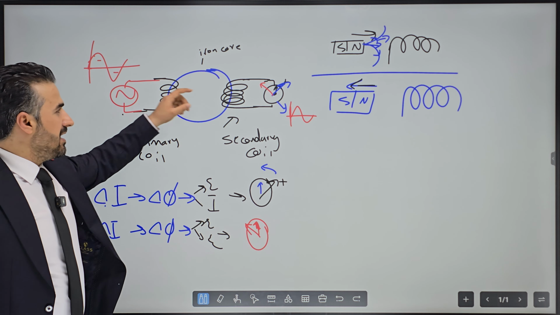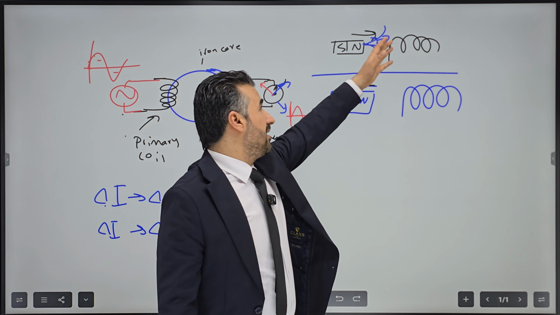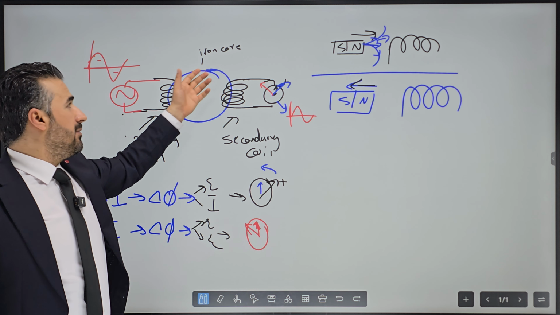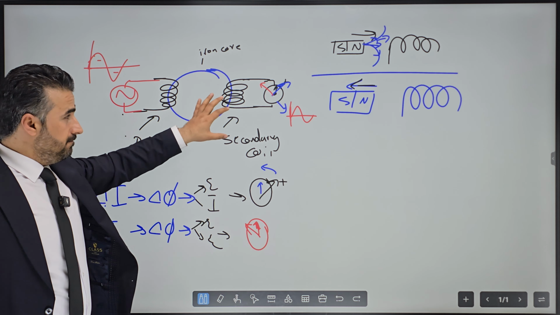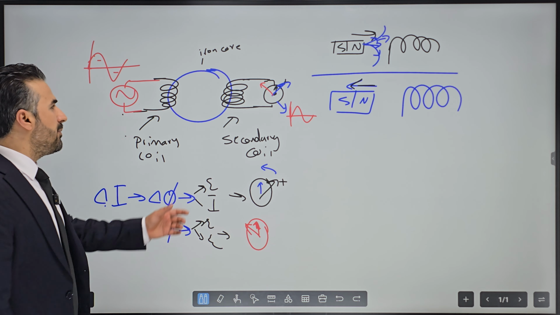To provide a magnetic field for this coil, instead of just bringing a magnet close to the coil or away from the coil, we use a second coil. This process is called mutual inductance, mutual induction between two coils. It happens between two coils.